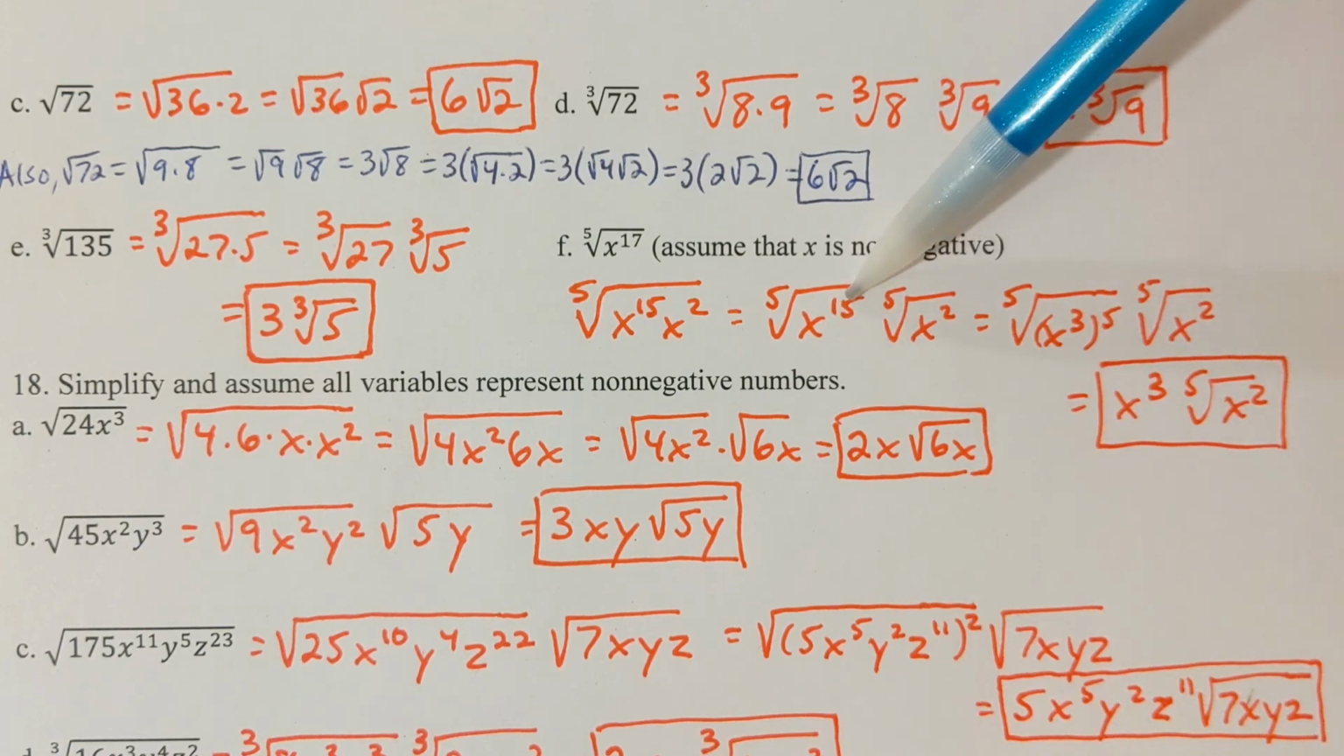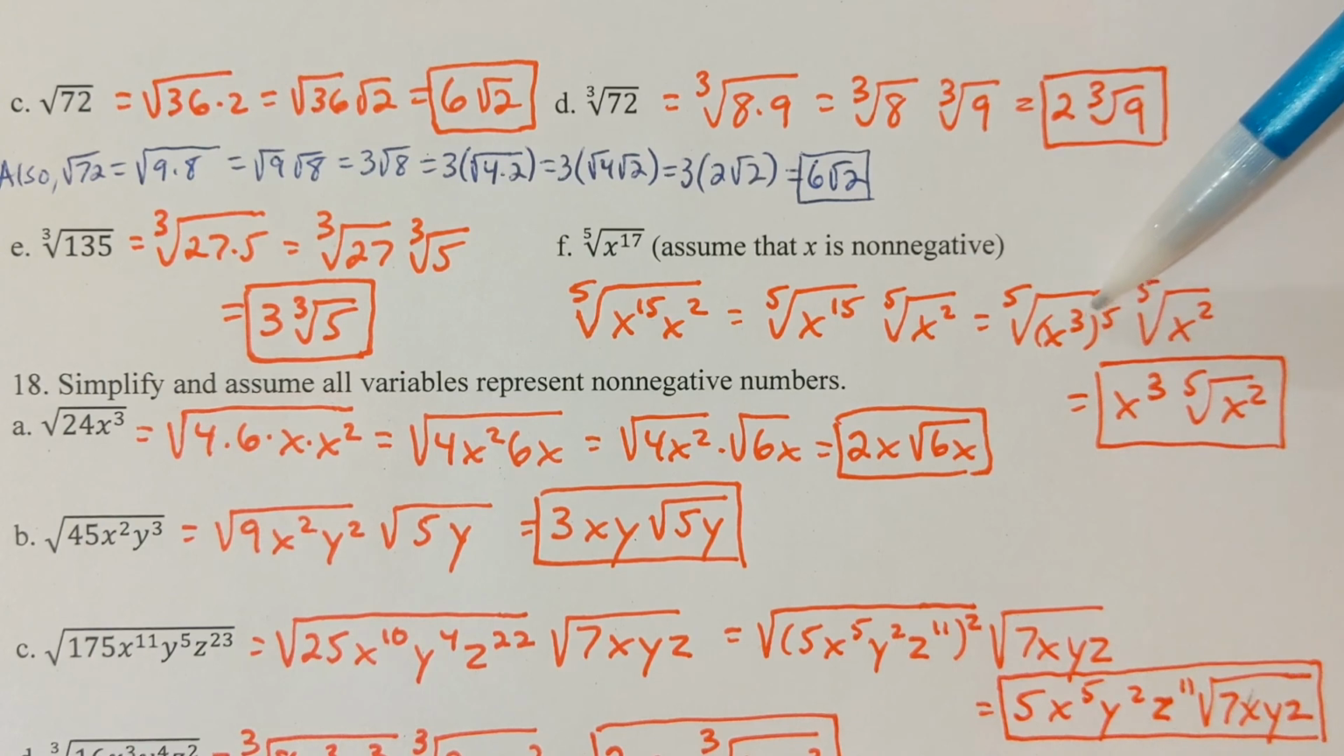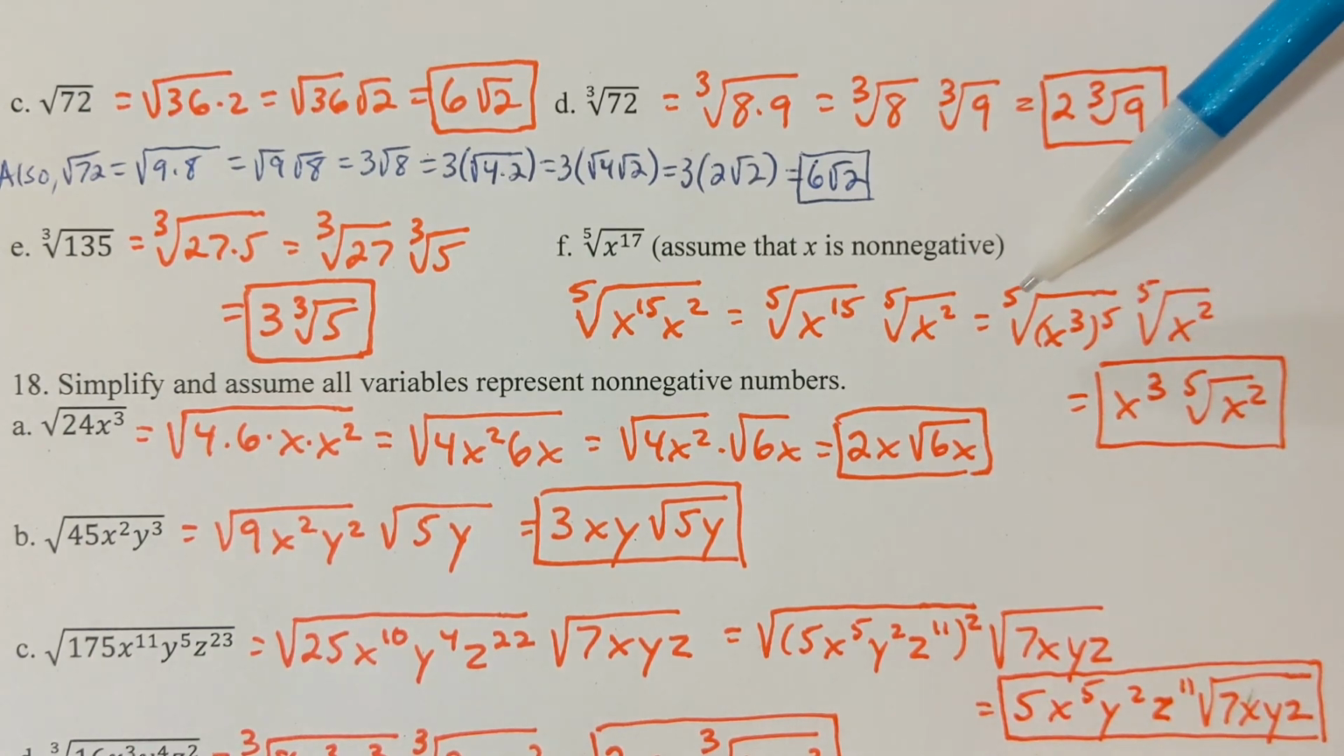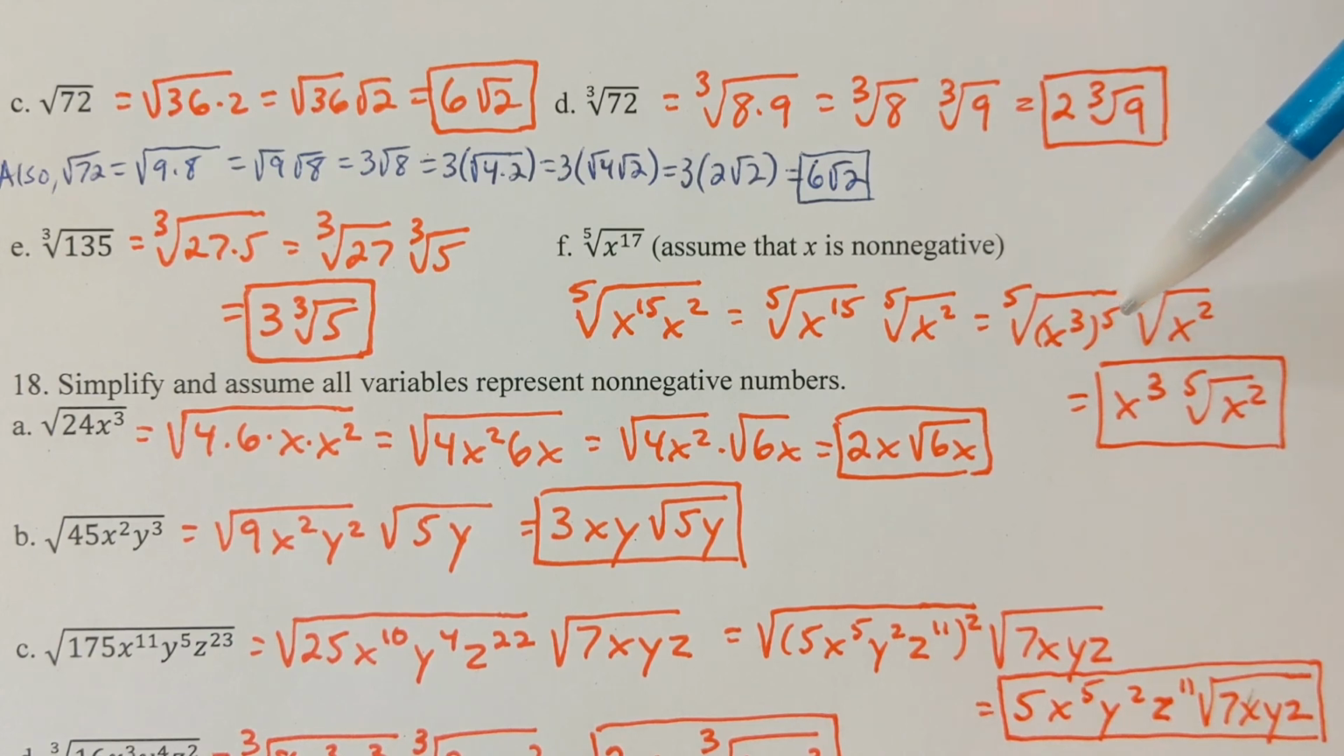Now, x to the 15th, that's the same as x cubed to the 5th. I'm arranging this in such a way so that I've got the 5th root of something to the 5th power. That way I can get rid of the index and the power of 5, okay? And that's going to mean I'll be left with x cubed. The 5th root of x squared would be my leftover from splitting this earlier in the problem. So x cubed times the 5th root of x squared. You can't go any further with that. That's now in complete simplified form.